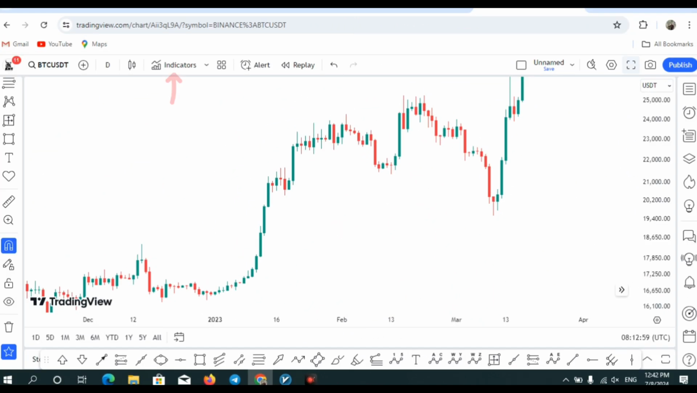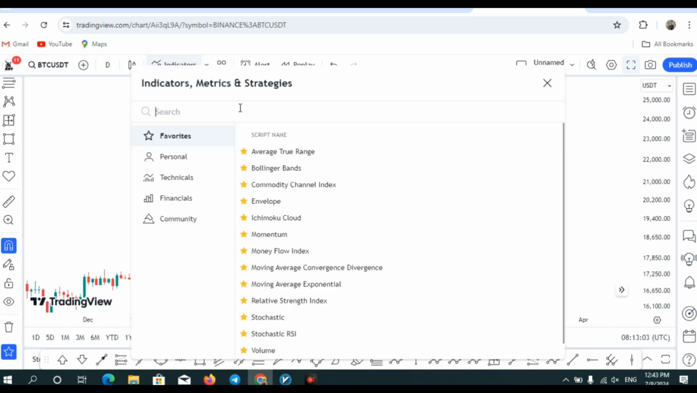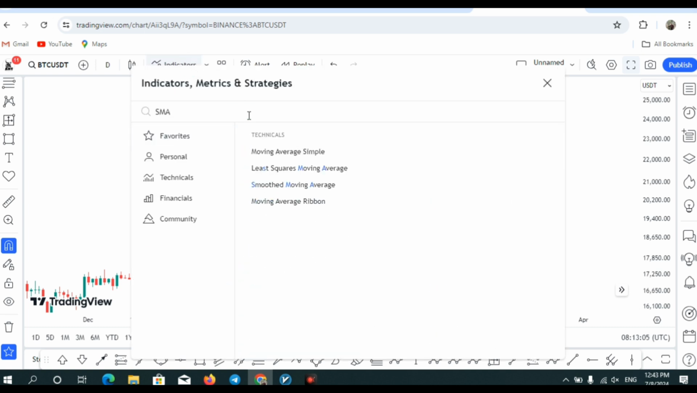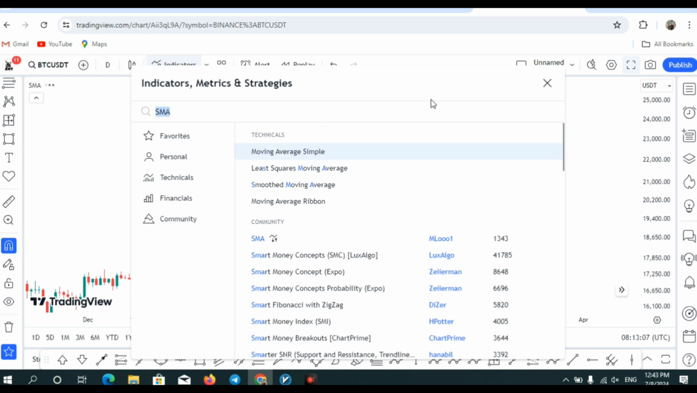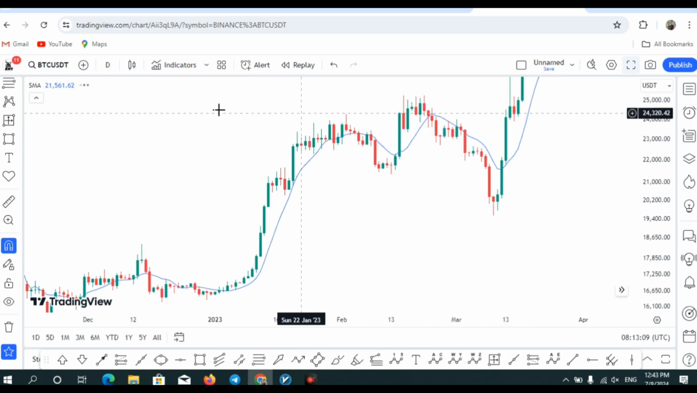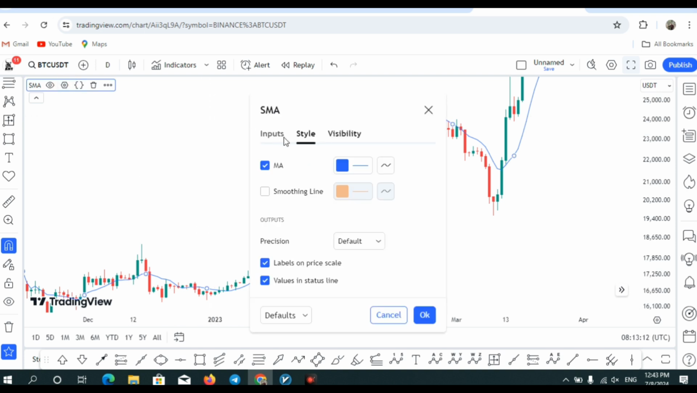First, go to the indicator section and search for SMA, and select Moving Average Simple. Then go to the settings of this indicator and change the settings like this.